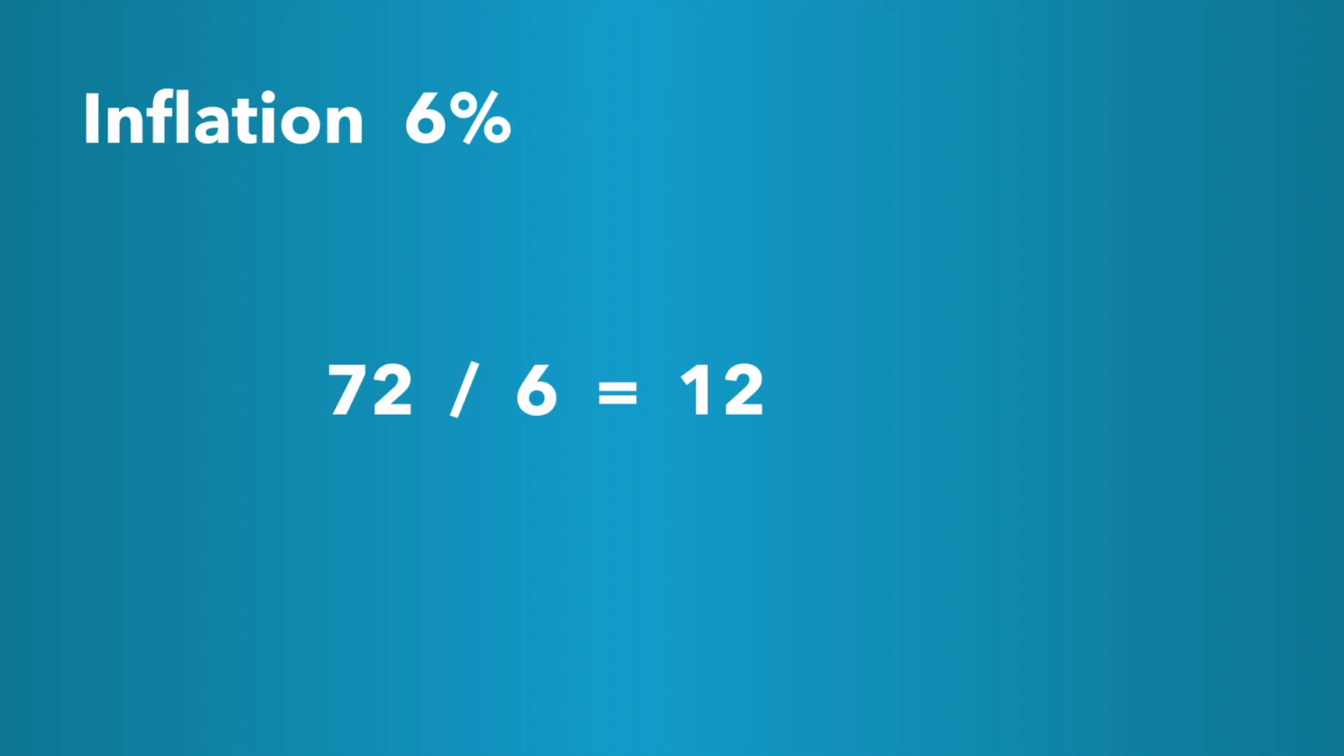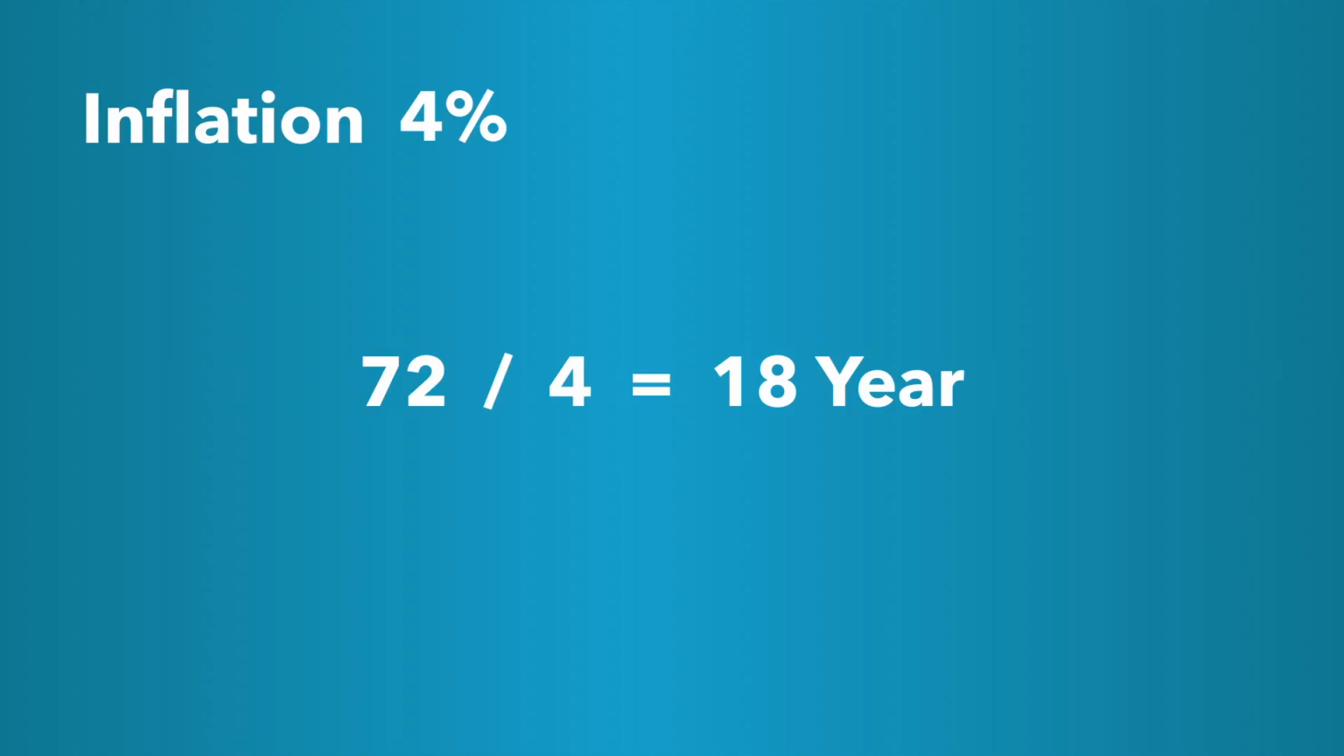The rule can also be used to find the amount of time it takes for money's value to halve due to inflation. If inflation is 6%, then a given amount of money will be worth half as much in 72 divided by 6 to equal 12 years. If inflation decreases from 6% to 4%, an investment will be expected to lose half its value in 18 years instead of 12.